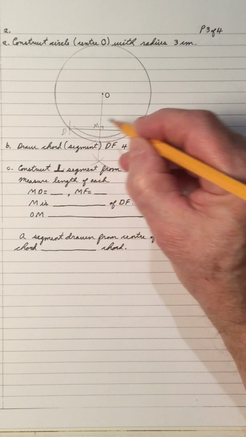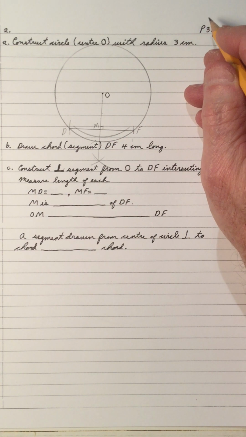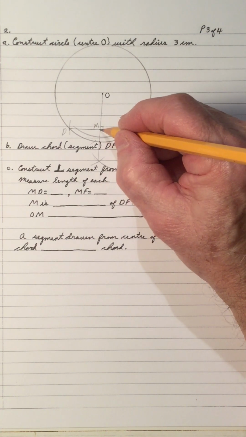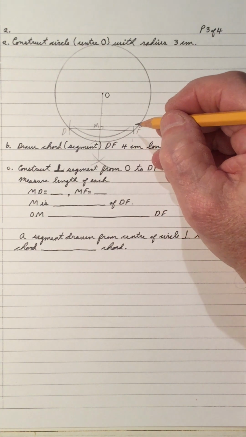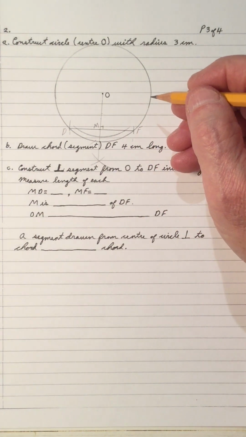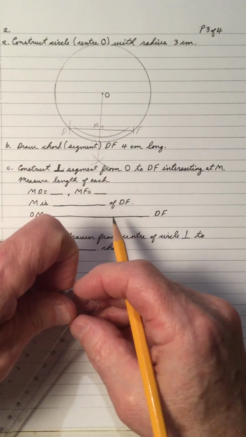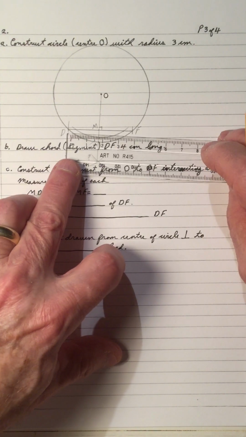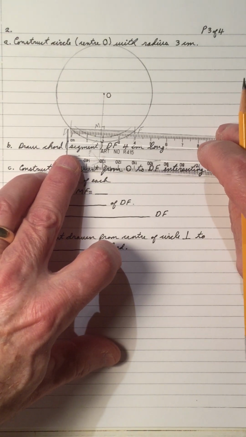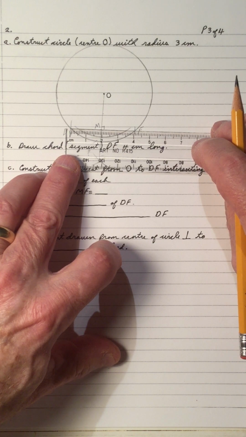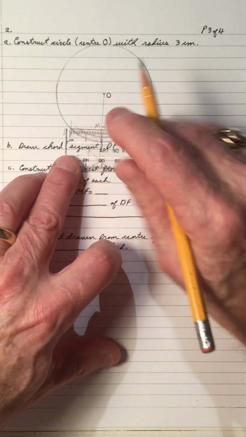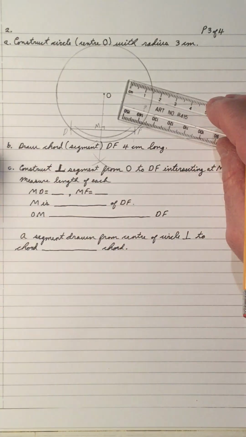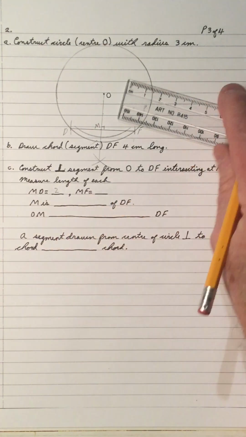And it says measure the lengths. Okay, so measure the length of this chord. So we have to measure what's happening to the chord DF. Remember, the chord DF is 4, so it should be 2 and 2. So let's see. Pretty close. 2. Right out to the circle. 2. And over here, we got 2.